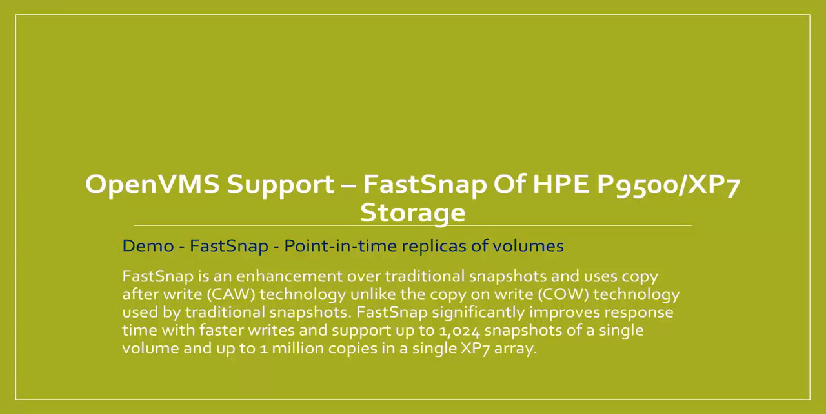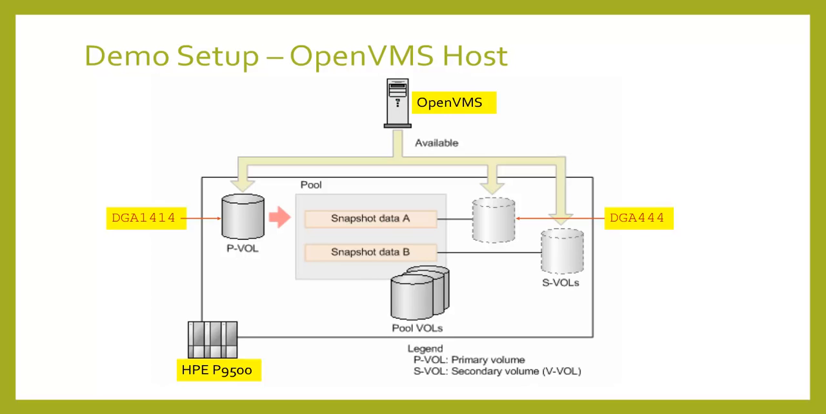Hello everyone. In today's demo, we are going to show OpenVMS support for FastSnap on P9500 and XP7 storage array. FastSnap is a traditional way of taking a snapshot. The only difference is that instead of doing a copy on write, here there is a copy after write. Once the write is done on the source volume, automatically the write gets replicated across to the destination volume.